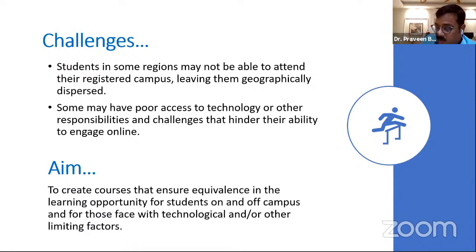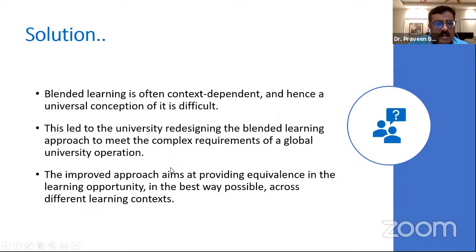So we had an extensive discussion under the Learning and Teaching department, and we were trying to create courses that ensure equivalence in learning opportunity. Of course, it's near to impossibility, but we tried our level best to offer the best we can to students on and off campus, and for those who face technological and other limiting factors as well. So this is the aim we had in mind. And if you look at blended learning, it's often context dependent.